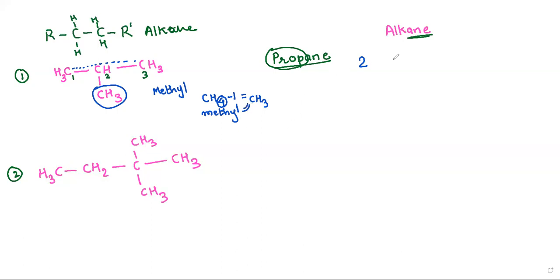So this comes out to be 2 methyl propane, 2 methyl. Now here, since all are single bonded compounds, we take it as a propane. So this is 2 methyl propane. Okay, got it? So this is the answer for your question.